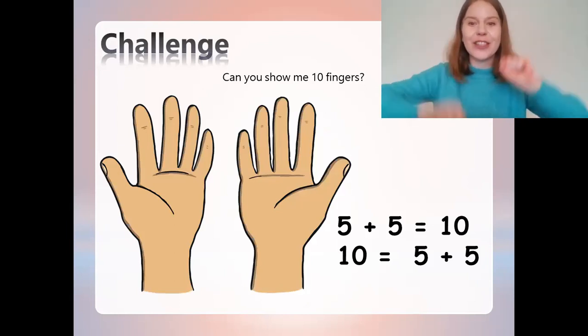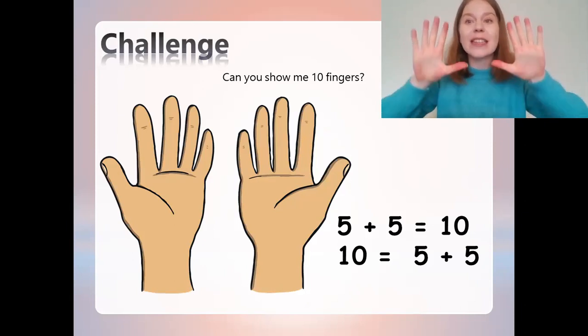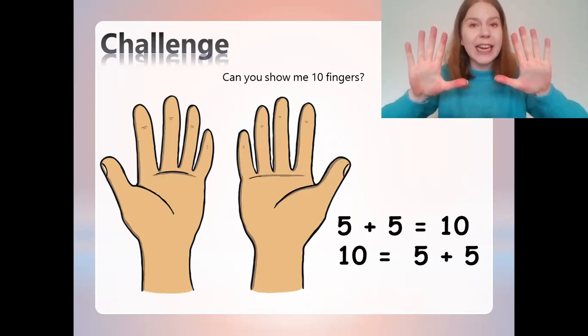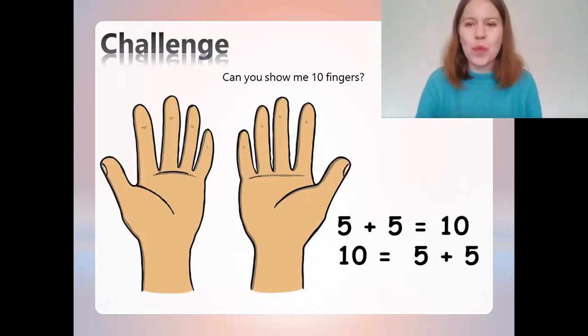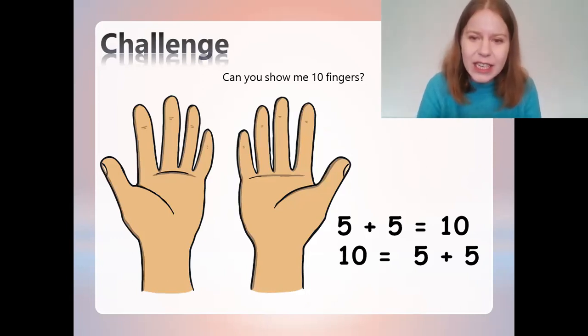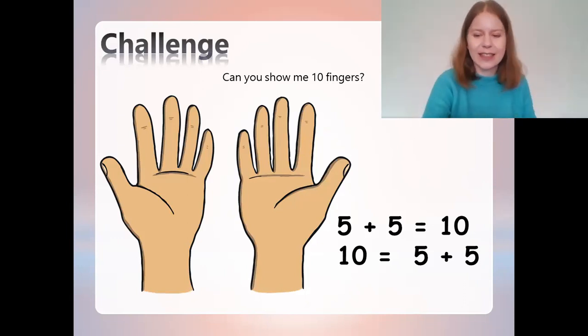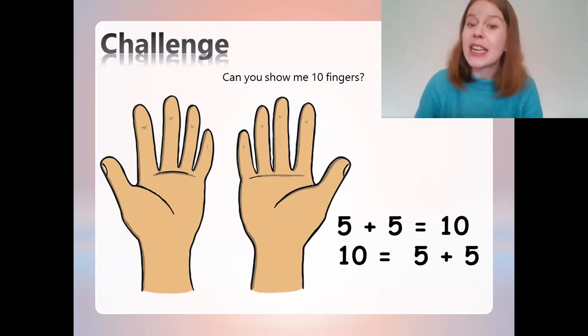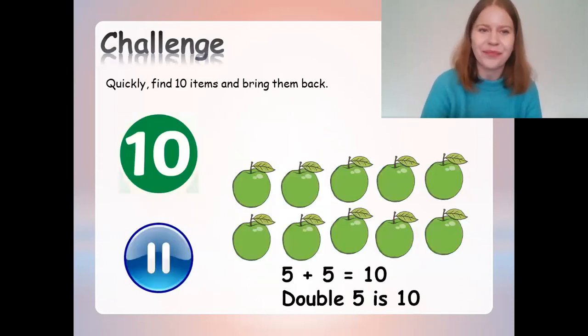Now, can you show me 10 fingers? Can you remember how to do that? 5 and 5 is 10. And remember, what does 10 equal? 5 and 5. Well done. And I can see that it's written here next to the hands as a number sentence. I wonder who could write that on their number poster. 10 equals 5 and 5.